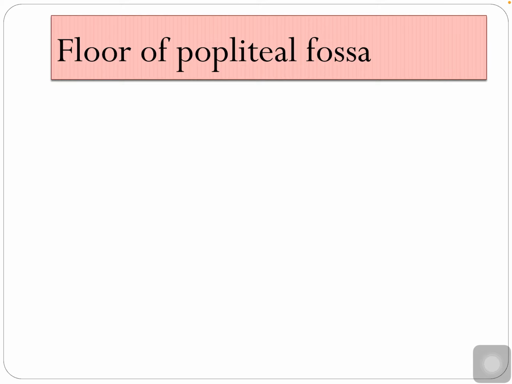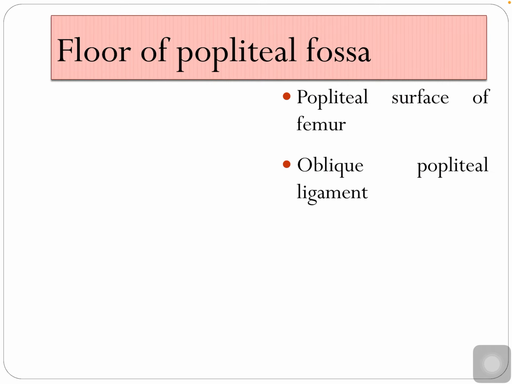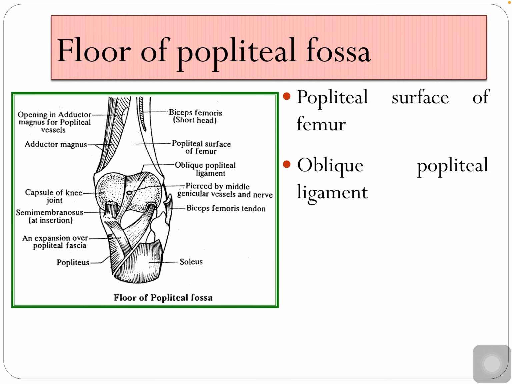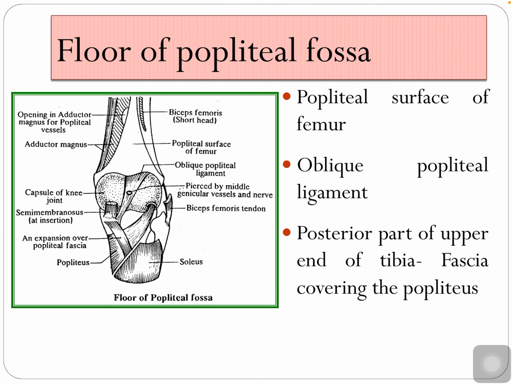So we will now see the floor of popliteal fossa. Floor of popliteal fossa, we will see the picture. So in the upper part it is bony. So it has three different floors. Upper part is bony, formed by the popliteal surface of the femur, and middle part is ligamentous, that is the ligament of knee joint, oblique popliteal ligament, and lower part is the muscle, popliteus muscle. So that is the three parts of the floor of the popliteal fossa.